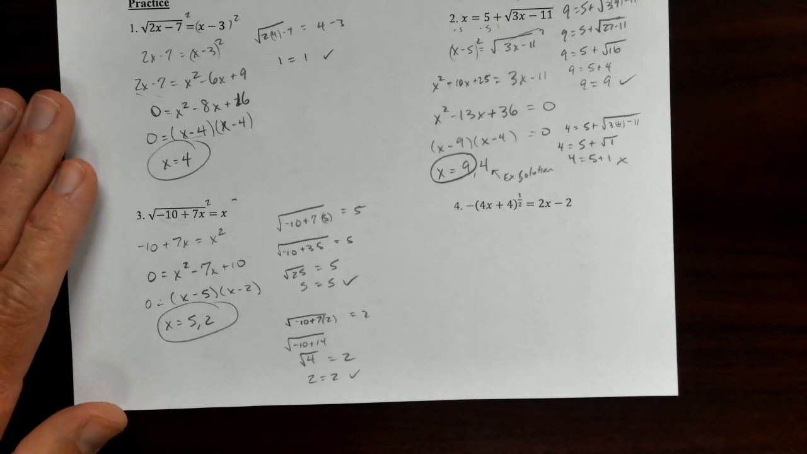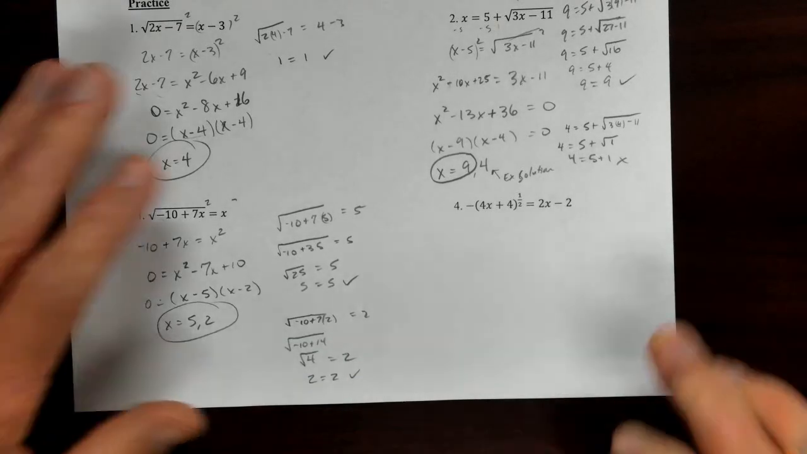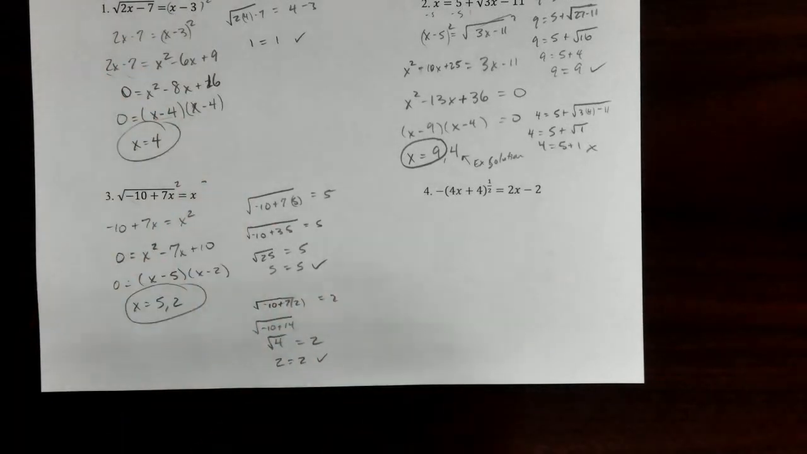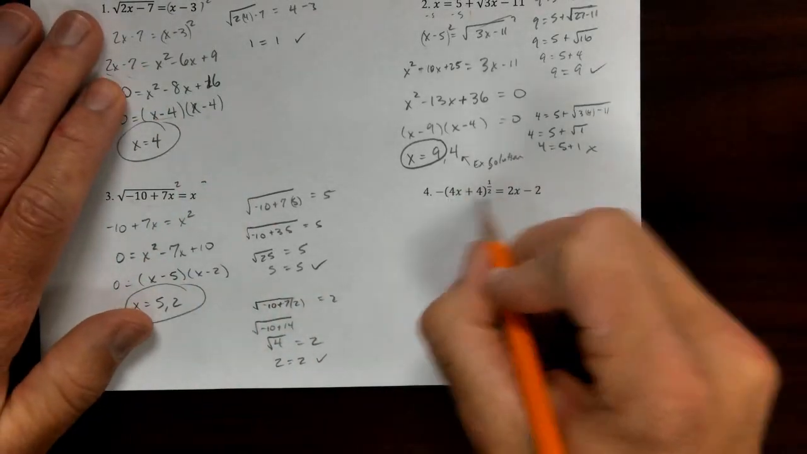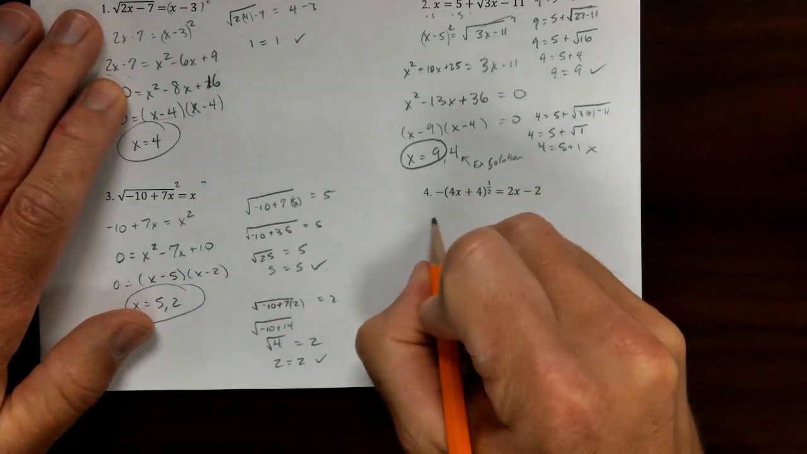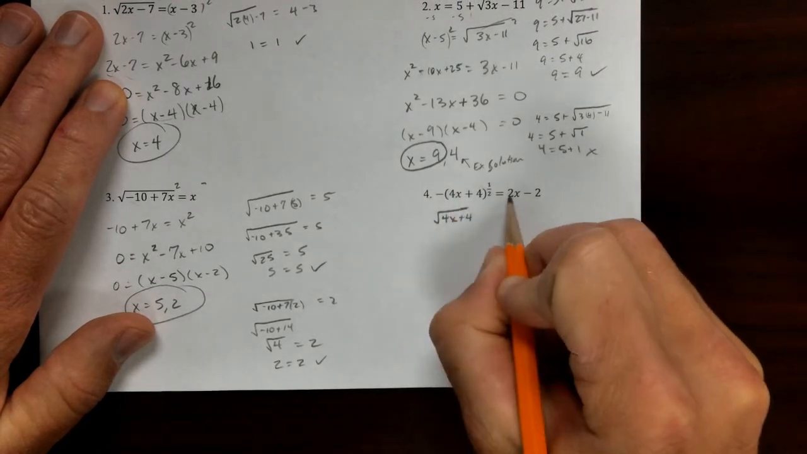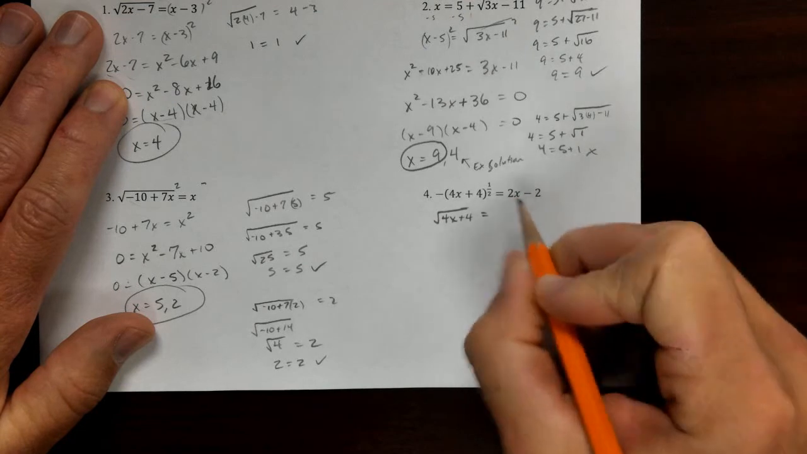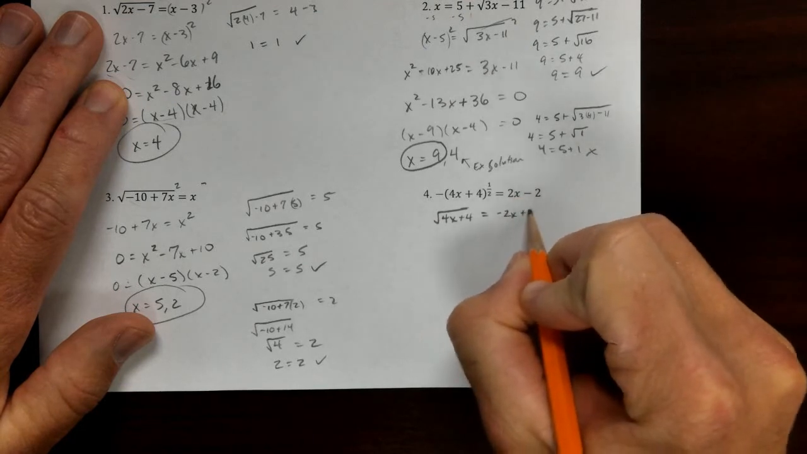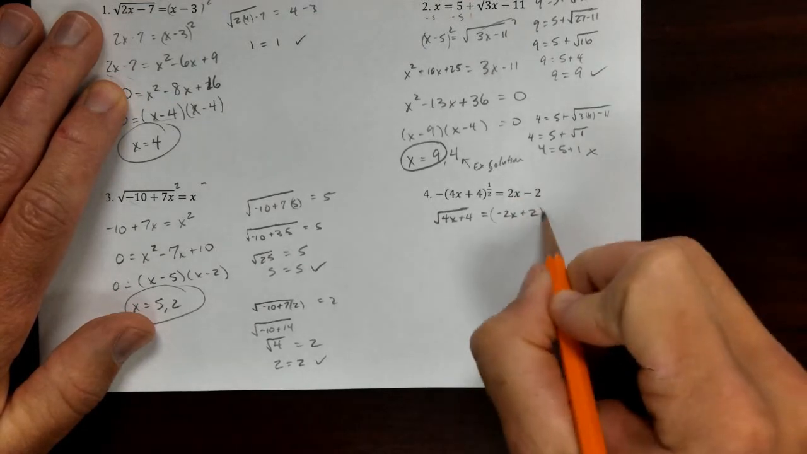All right, let's look at number 4. Now, number 4, I need to get rid of my negative. So I'm going to multiply by a -1 on both sides. So this is going to be the square root of 4x plus 4. Negative goes away. The negative goes over here. Multiplied by a -1, so we've got -2x plus 2. All right, we can square both sides.